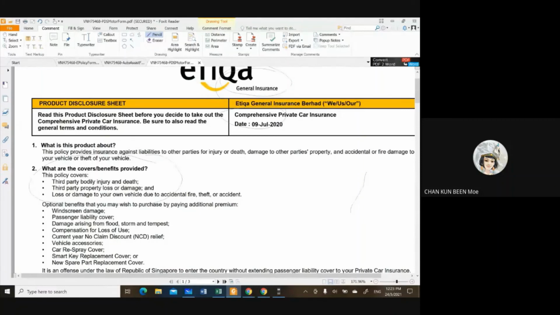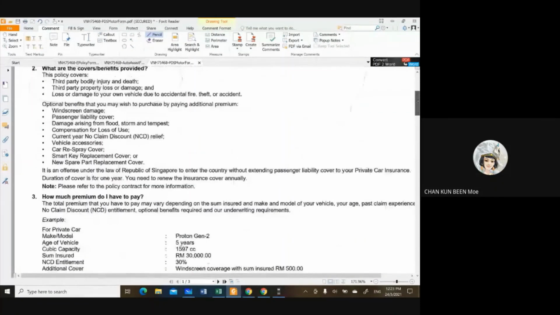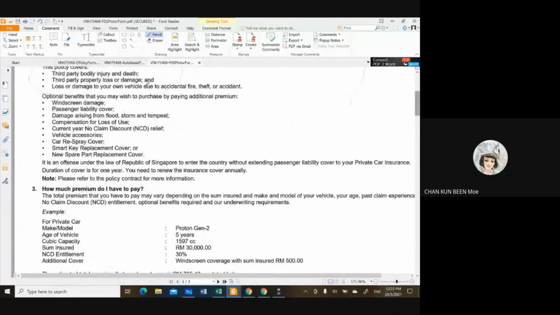So if you want to buy an additional policy, you can see there are optional benefits that you may wish to purchase over here. This is the additional premium. If you want to cover windscreen damage, maybe you always travel long distance and you're scared a rock or anything will damage the windscreen, you can add additional premium. Or the passenger liability cover, damage arising from flood, storm, and tempest, compensation for loss of use, current year of no claim discount, and so on. There are a lot of things, just to let you see.